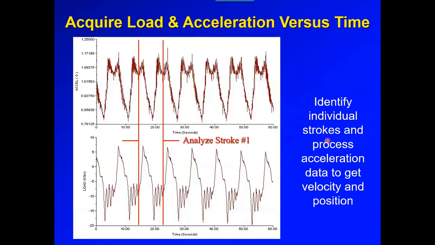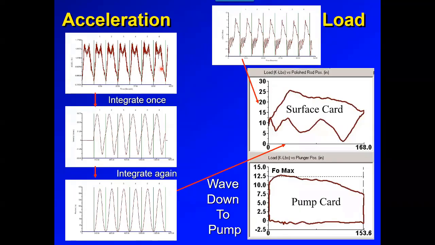Now, one of the things that's very important when we acquire dynamometer data, and the software does this, is we need to identify the individual strokes and then process the acceleration data to get velocity and position. So how do we get position? You can see here how the software has picked one stroke. And then we analyze that one stroke, stroke by stroke by stroke. So how we determine the position is by integrating the raw acceleration data twice and then utilizing the wave equation to calculate the downhole pump.